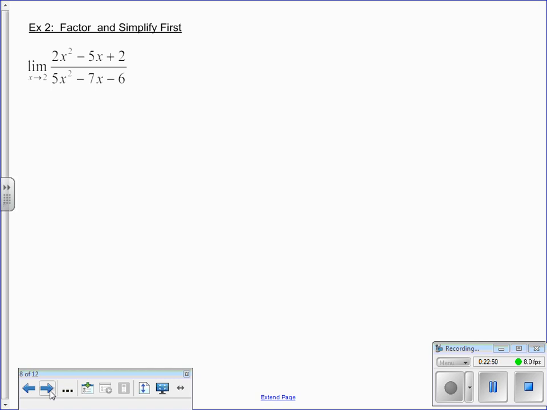Okay. If I do this one, if I plug in 2, I will get 0 in my denominator. The function does not exist at x equals 2. Does that mean the limit does not exist? No, the limit could still exist. So what do we do? You try to simplify it first, and then see if you can plug the values in.